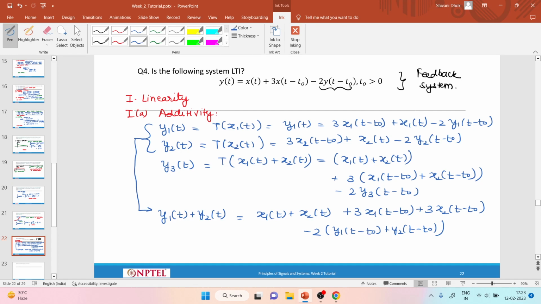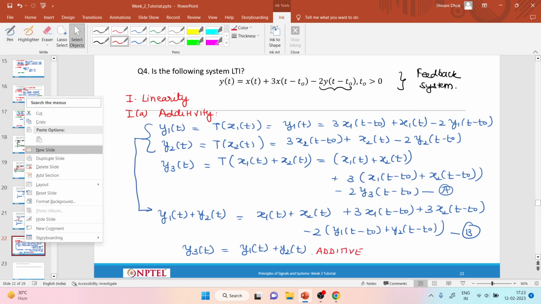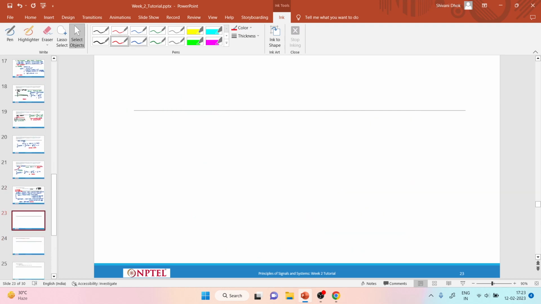And if we compare this equation A and equation B, we observe that your y3 of t is equal to y1 of t plus y2 of t, which implies that this is an additive system. So this is additive. Now next let us look at homogeneity.